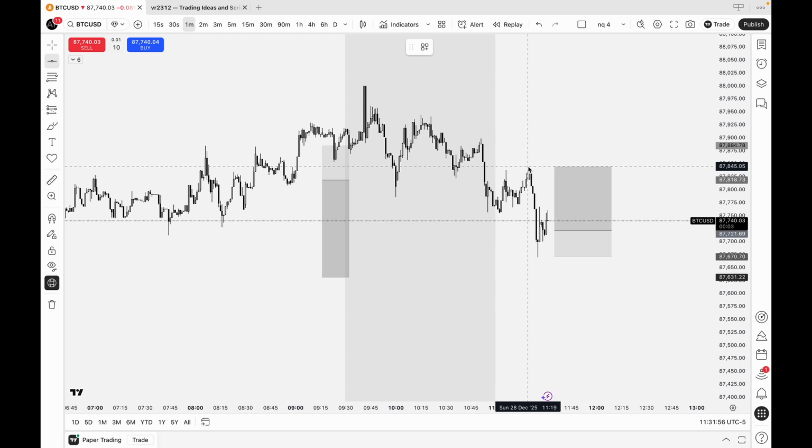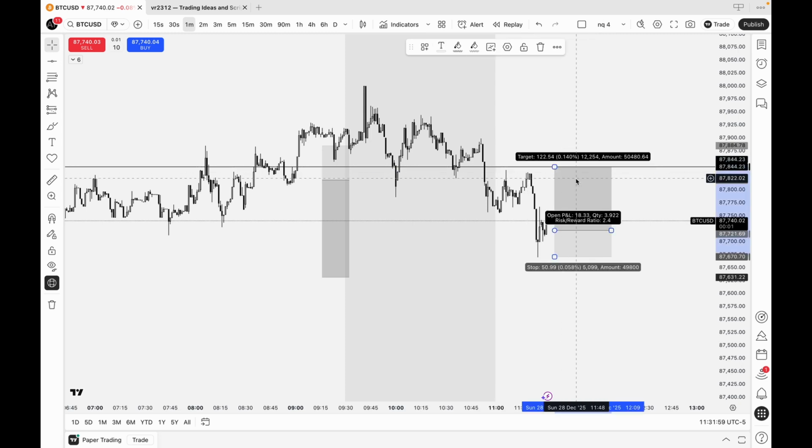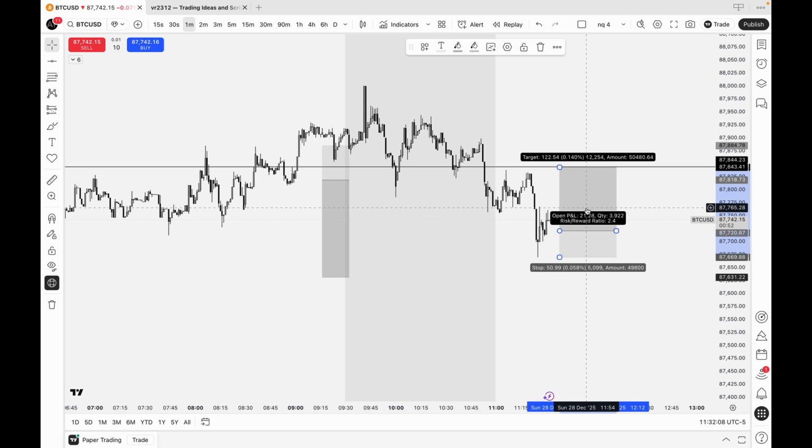So what is the take profit? My take profit right now is at this level, and that's where I expect price to slow down or react, or it's just reached the point that I expected it to reach. So let me give you an example of this.